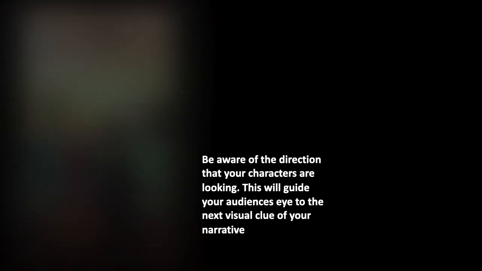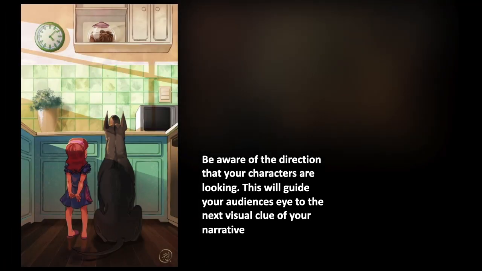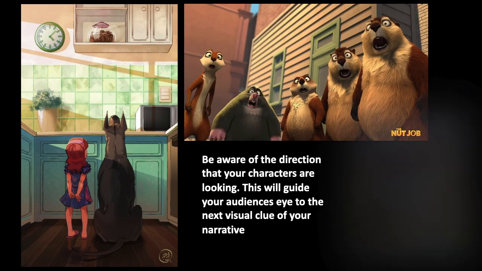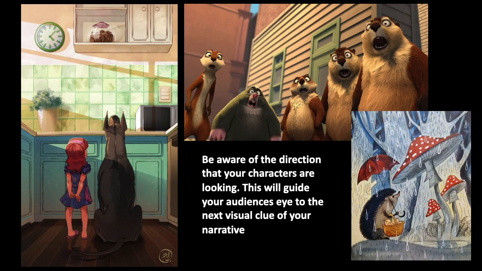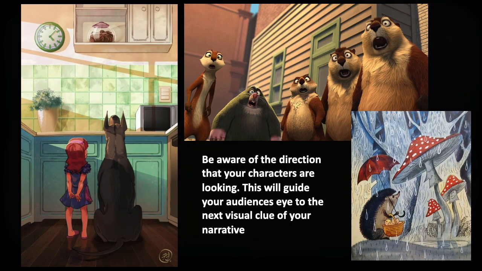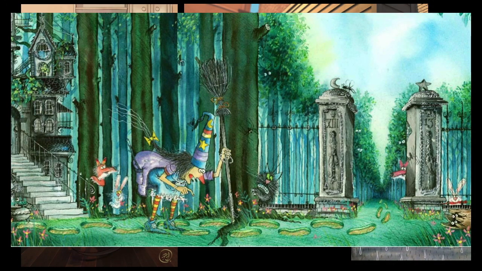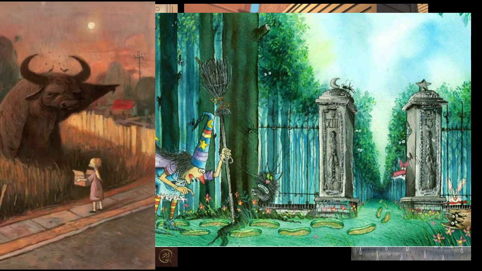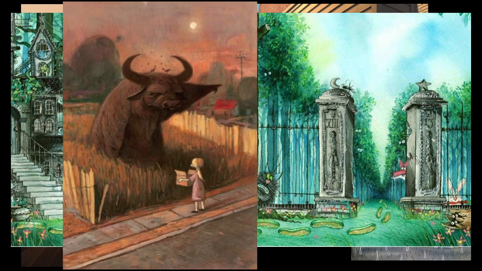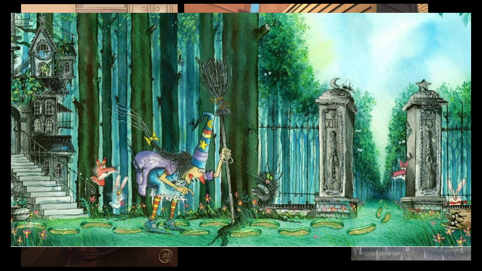Be aware of the direction that your characters are looking. This will give your audience an eye to the next visual clue of your narrative. I love the image of the little girl and the dog looking up at the biscuits. Here you can see the witch is clearly looking at the footprints and how they lead you out and beyond. And here this little character is even pointing, so giving another visual clue to what's going to happen in the next part of the narrative.